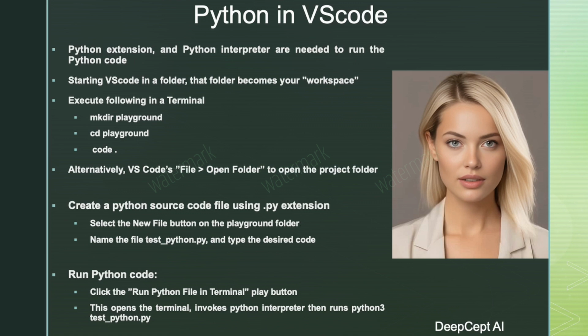To execute the Python code, you can run it by right-clicking in the editor window and selecting Run Python File in Terminal, or using the shortcut Ctrl-Shift-P to access the command palette. Alternatively, you can use the Ctrl-Shift+ shortcut to run the code directly in the integrated terminal. The output of your Python code will be displayed in the integrated terminal at the bottom of the VS Code window, providing a seamless development experience.